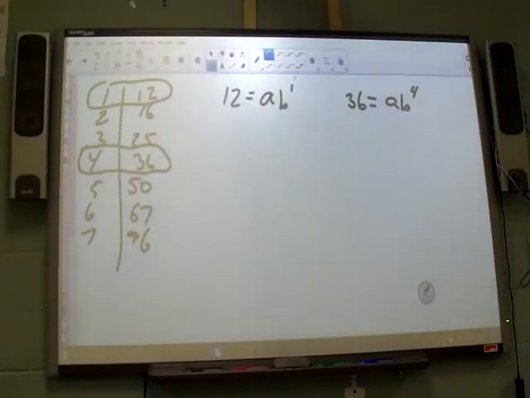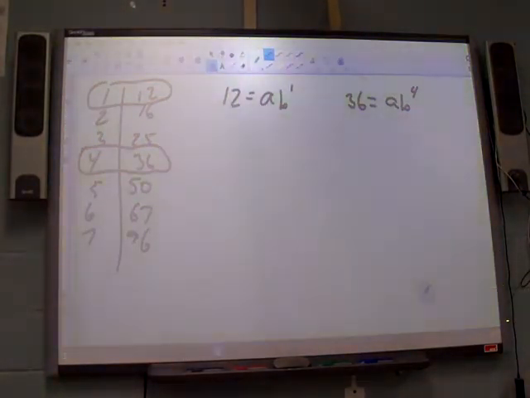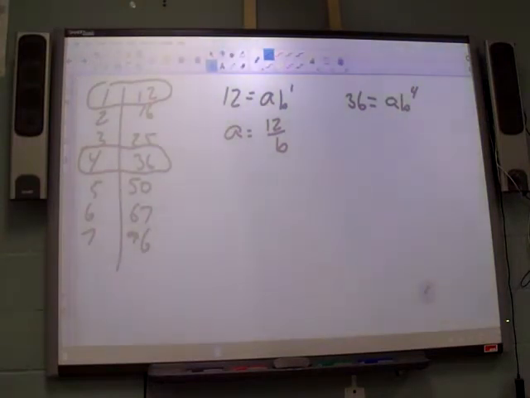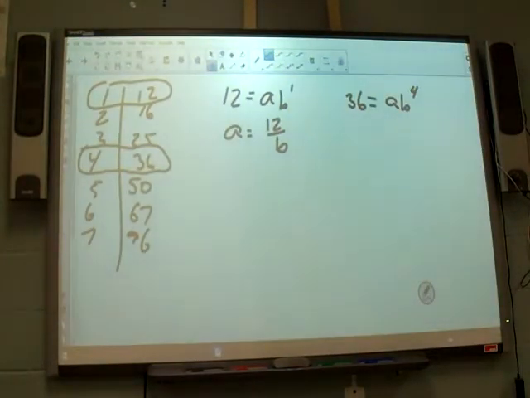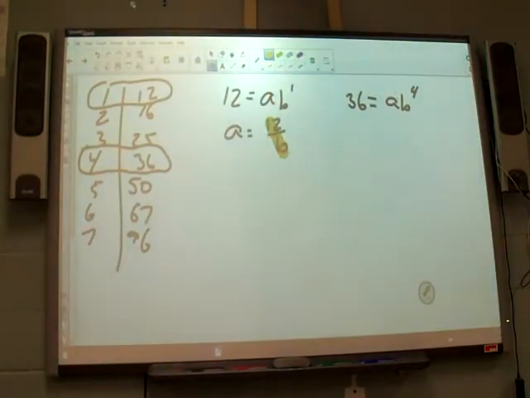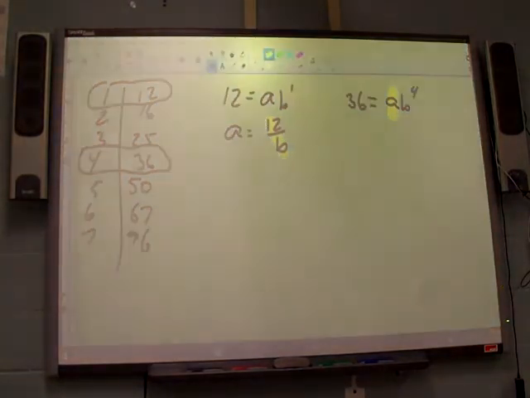So right here where my mouse is, where I'm guiding you, what would I do to get that A all by itself? Divide by B to the first, which is just B. So A would equal 12 over B. Good, Chloe. Good job. Okay. So now all you're going to do is take what A is and go to your other equation and plug it in.